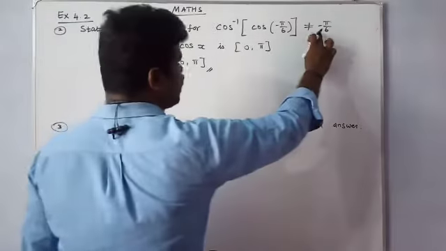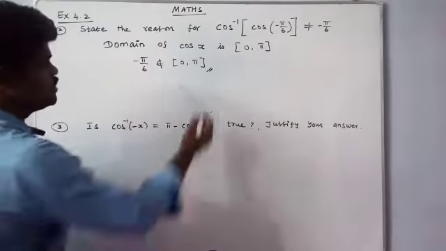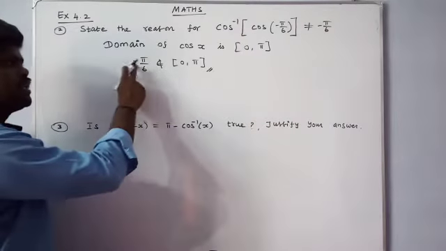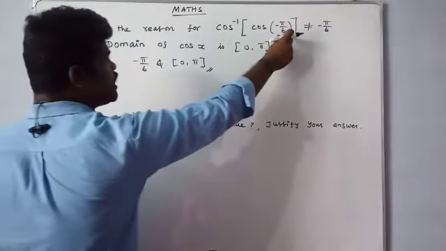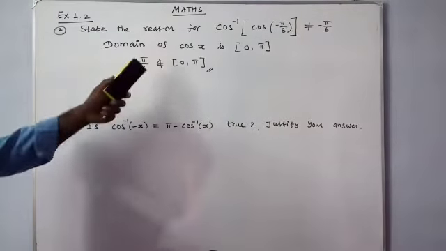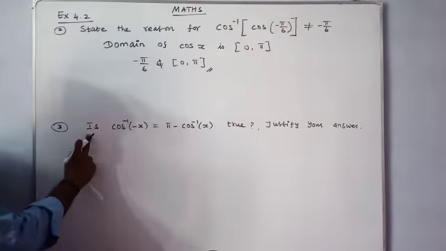So this value is not minus pi by 6. Okay, so this is the reason, because the domain of cos x is 0 to pi. Minus pi by 6 does not belong to 0 to pi. So this is the reason. Okay, right. Next, question number 3.